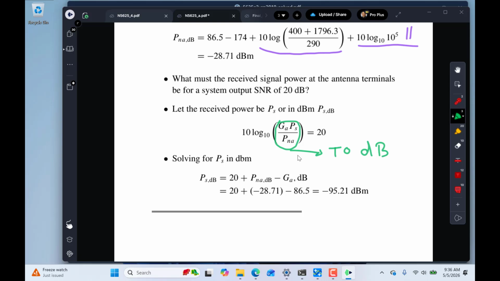So move all those to dB values. And this is already a dB value. So if I want to solve for PS in dB, I can just put that on the left-hand side, and then I'm going to subtract the gain in dB on the right-hand side. I'm going to add the power in dB on the right-hand side because this was in the denominator. So I just get this nice expression which tells me I need to receive minus 95.21 dBm at the receive antenna terminals.